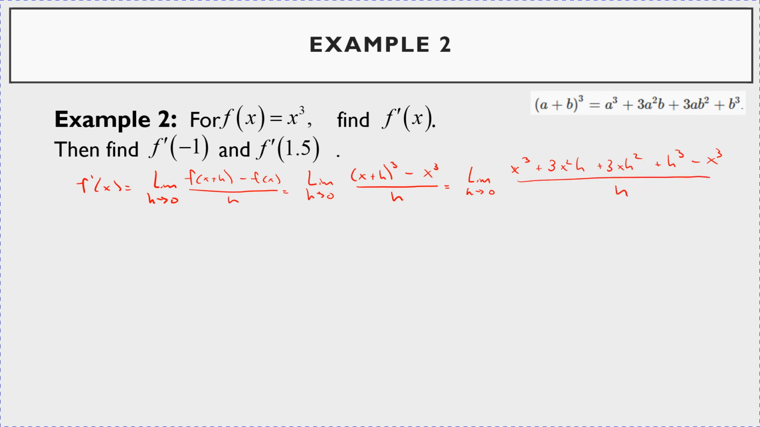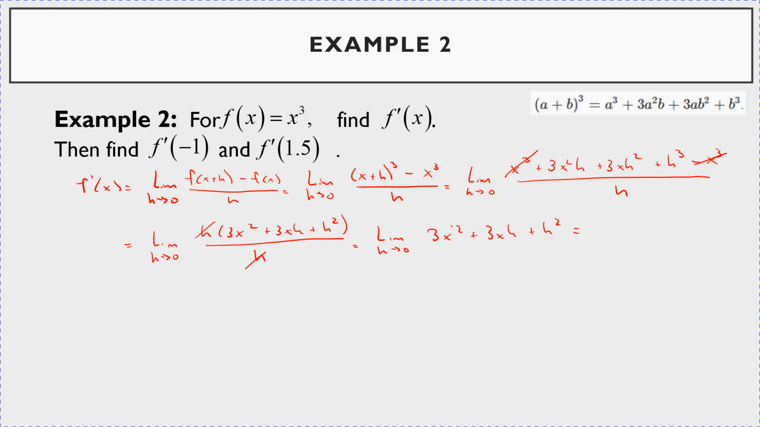Well, look, this is amazing. x cubed and x cubed go away. What do these remaining terms all have in common? They all have an h, so let's factor that out. So this is the limit as h goes to 0 of h times (3x squared plus 3xh plus h squared) all over h. Well, look what's going to cancel out. So the limit as h goes to 0 of 3x squared plus 3xh plus h squared.